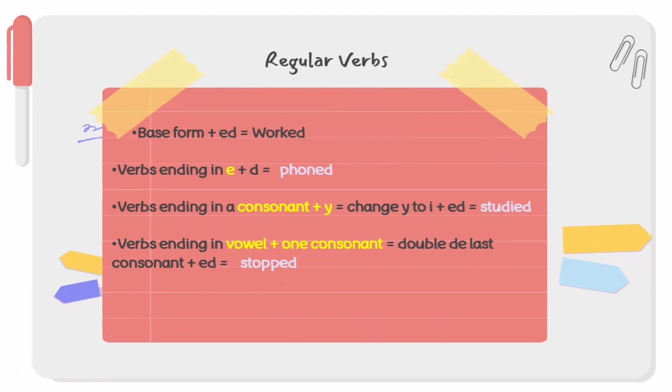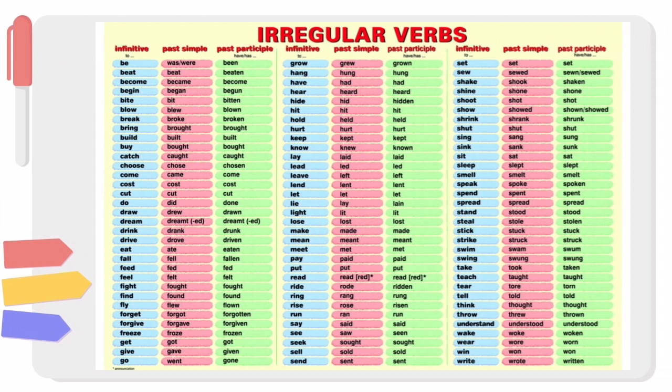Keep in mind that in English we have regular verbs and irregular verbs. For the regular verbs, we add ed to the base form of the verb to form the past participle. Be careful with the spelling rules. These are the same as we have already seen to form the past simple tense. For the irregular verbs, we have to study the list because they change.